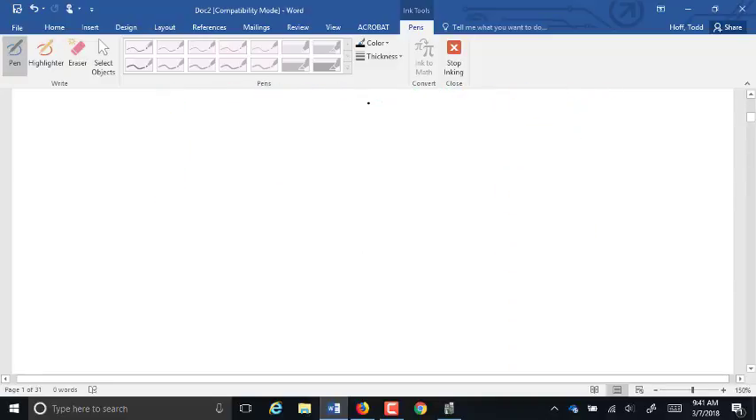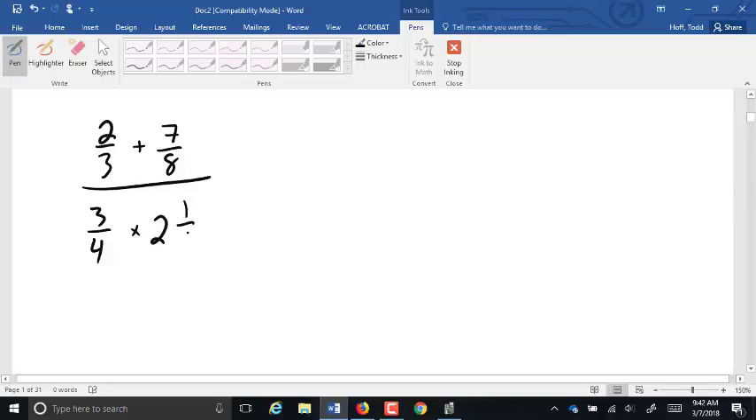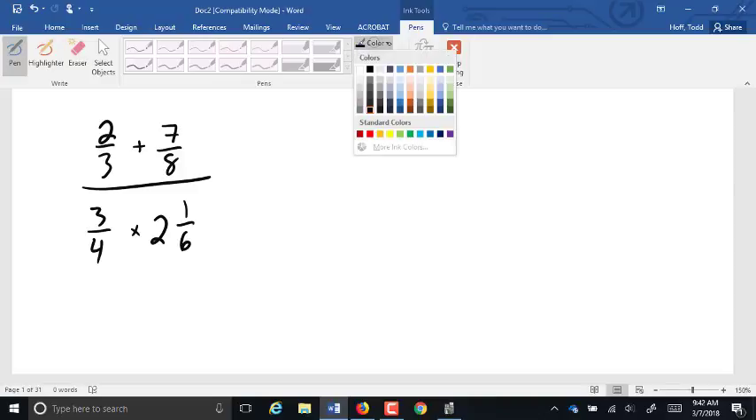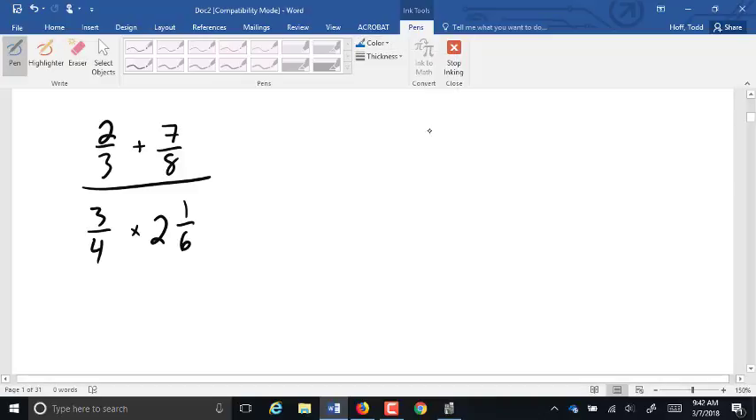We might also run into more complex fractions like 2/3 plus 7/8 over 3/4 times 2 1/6. In something like this, what do we have to do first? Do the top.